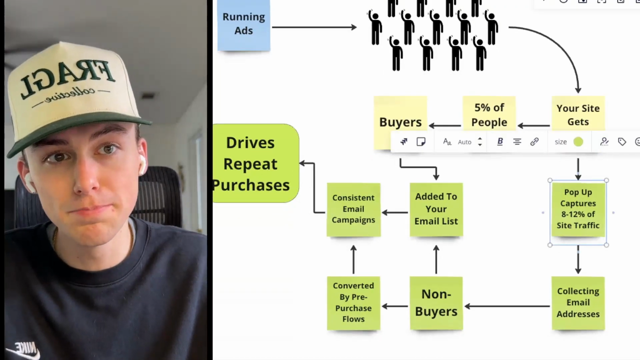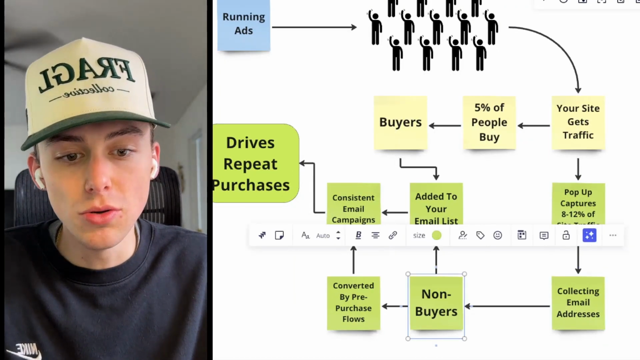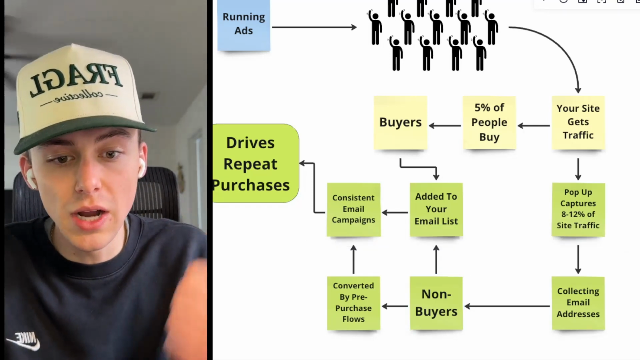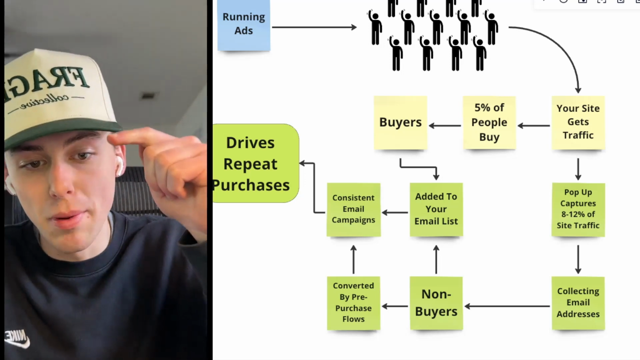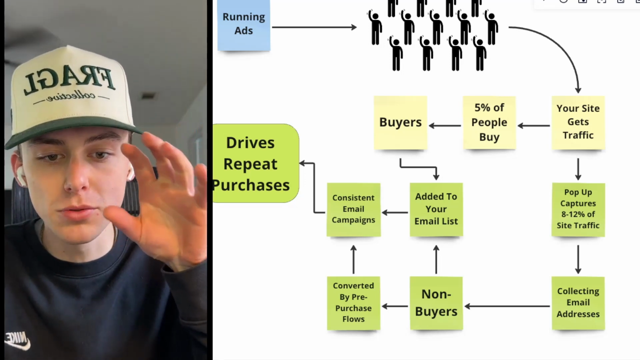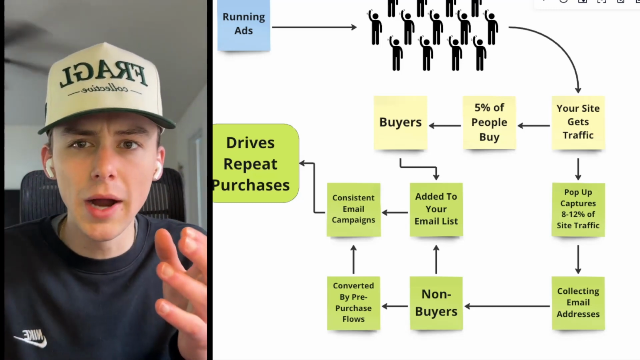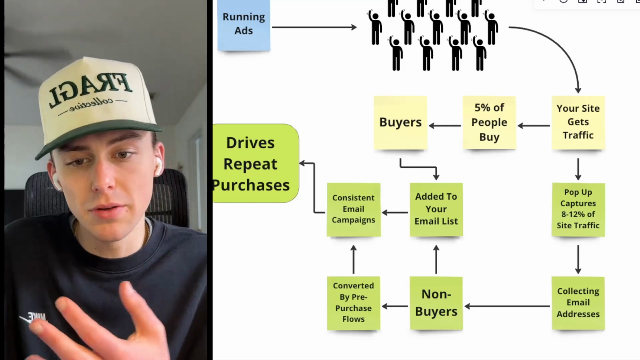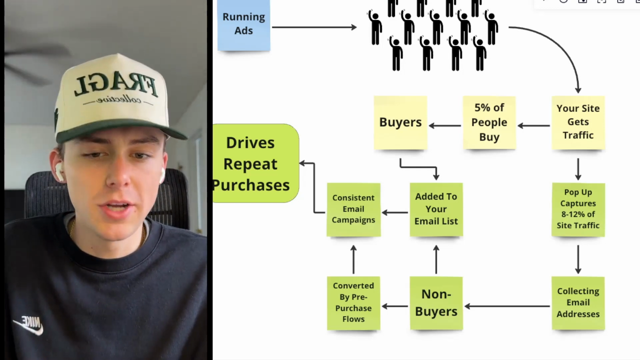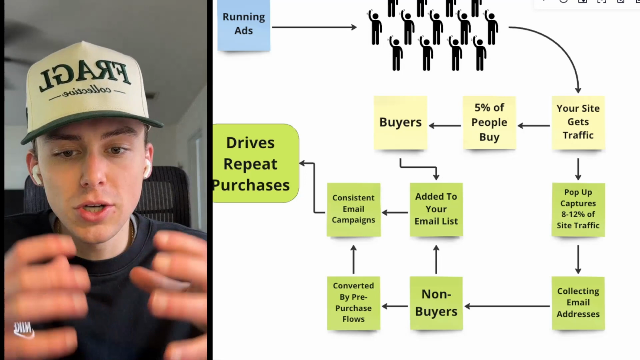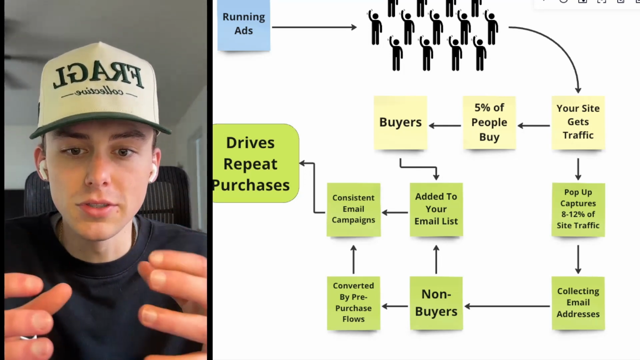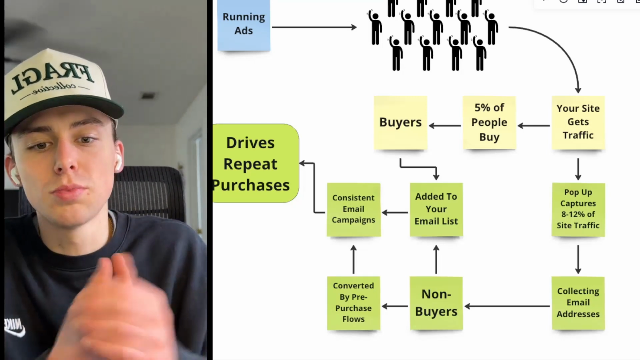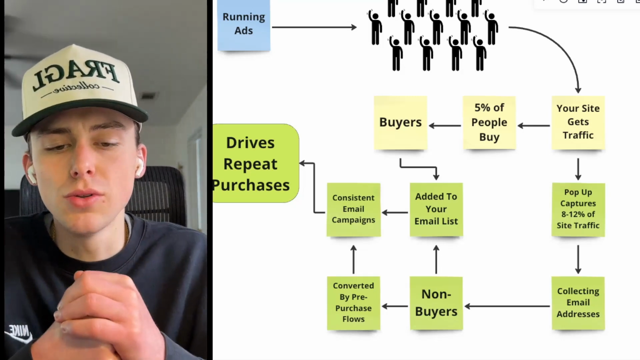So you capture them with the pop-up. You collect their email addresses. You have a list. There's a segment of those people that have converted to your email list that are non-buyers, but you also have people that are buyers. And so you're adding all of those people to your email list. With the non-buyers, the goal here is to convert them in your pre-purchase flows. So that's your welcome flow, your abandonment flows: browse abandonment, abandoned cart, abandoned checkout, site abandonment. Those are the flows you're going to use to try to get first-time purchasers, so repeat purchasers aren't a thing yet. You want to convert them into first-time purchasers with those pre-purchase flows, as well as some campaigns. They can do the same thing there.